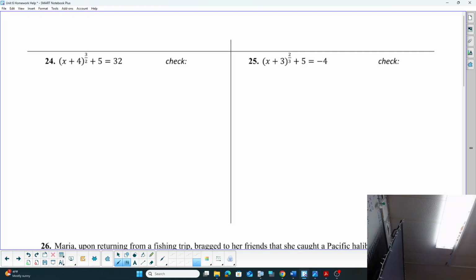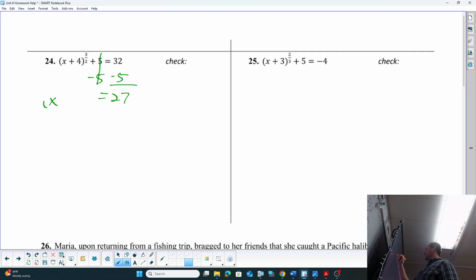Okay, last page. Here we go. So 24 and 25. I'm going to show you a different method this year that was shown to me by a few different students. Let's take a look and see how it goes. So we first get minus 5 to the other side. So that's going to be 27.